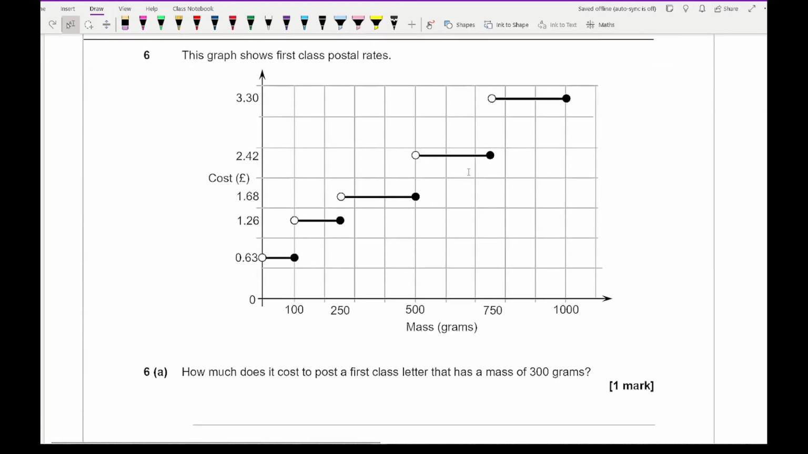Moving on to question 6, it says that this graph shows the first class postal rates. How much does it cost to post a first class letter that has a mass of 300 grams? So looking at 300 grams, it's definitely between 250 and 500. So we're looking at this bracket here, and that is £1.68.